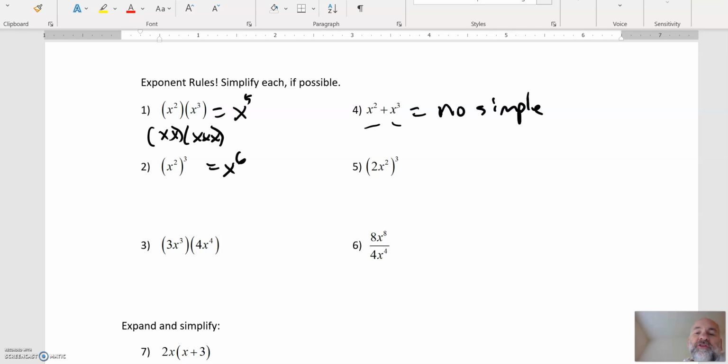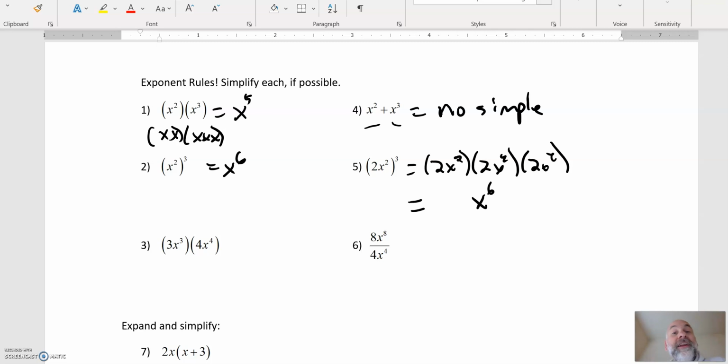And so on this one, you just have to remember that this stands for 2x squared times 2x squared times 2x squared. So a lot of kids will get the x to the sixth right. Heck, you just did it on the problem before, but they forget that's 2 times 2 times 2. So that's 8x to the sixth. And so you have to make sure when you're doing this that you apply the cube to both of them. Those are little arrows there.